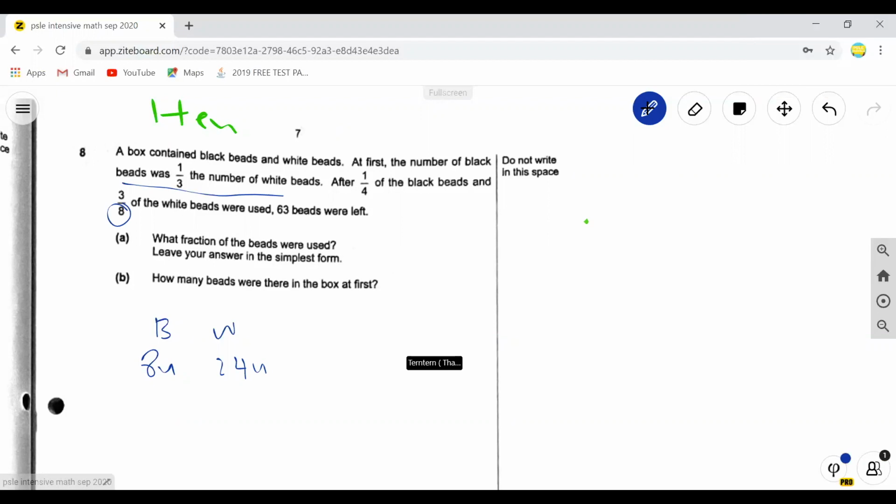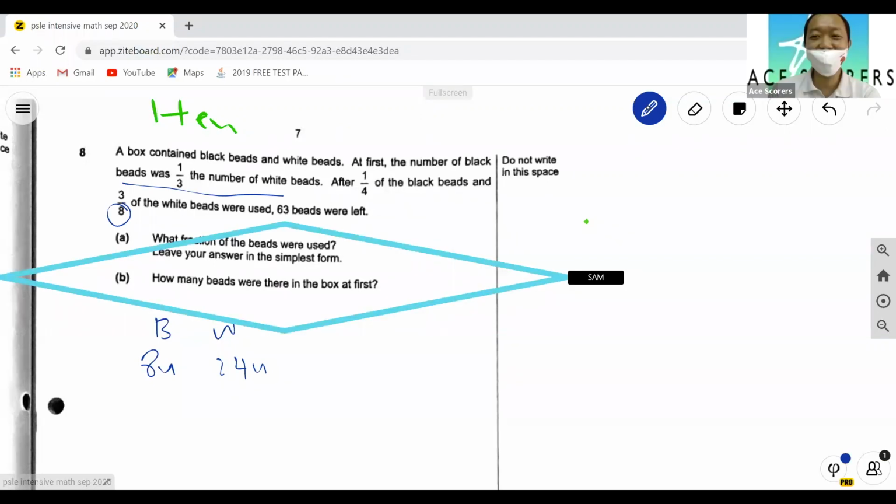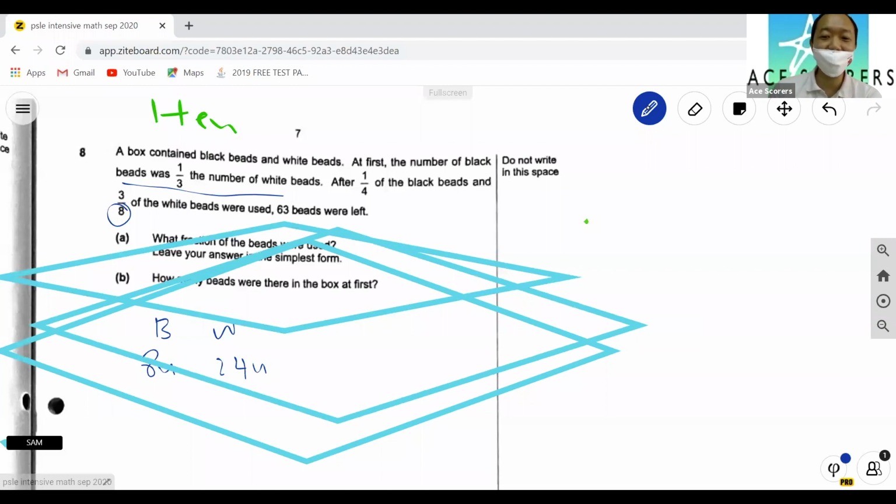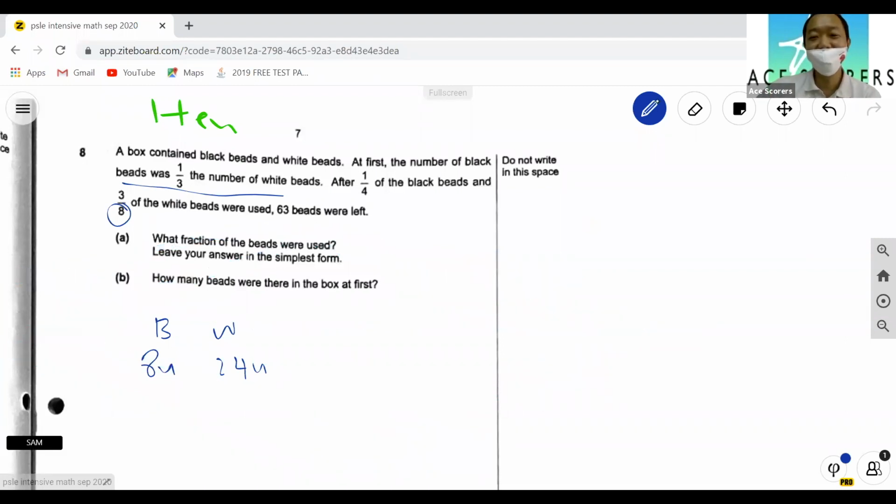I can't really see your brain, but I can see the workings. Yeah, you're seeing my thinking. Draw small at the side. So black is 8 and white is 24. So this is the beginning. What happened is you remove 1/4 of the black. Now what's 1/4 of 8 units? 1/4 of 8, so it's 2, right?